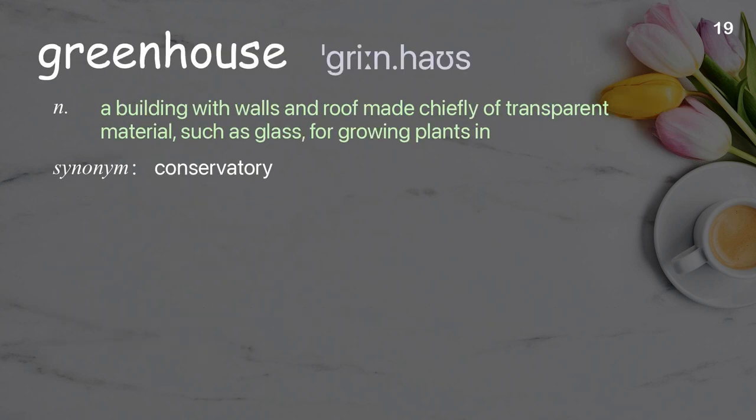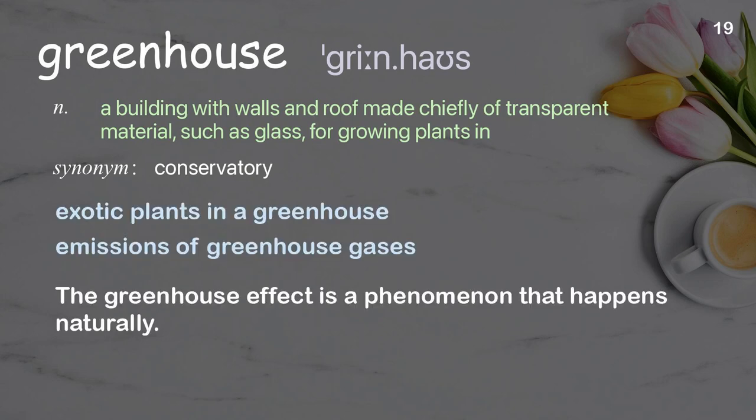Greenhouse. A building with walls and roof made chiefly of transparent material, such as glass, for growing plants in. Examples. Exotic plants in a greenhouse. Emissions of greenhouse gases. The greenhouse effect is a phenomenon that happens naturally.